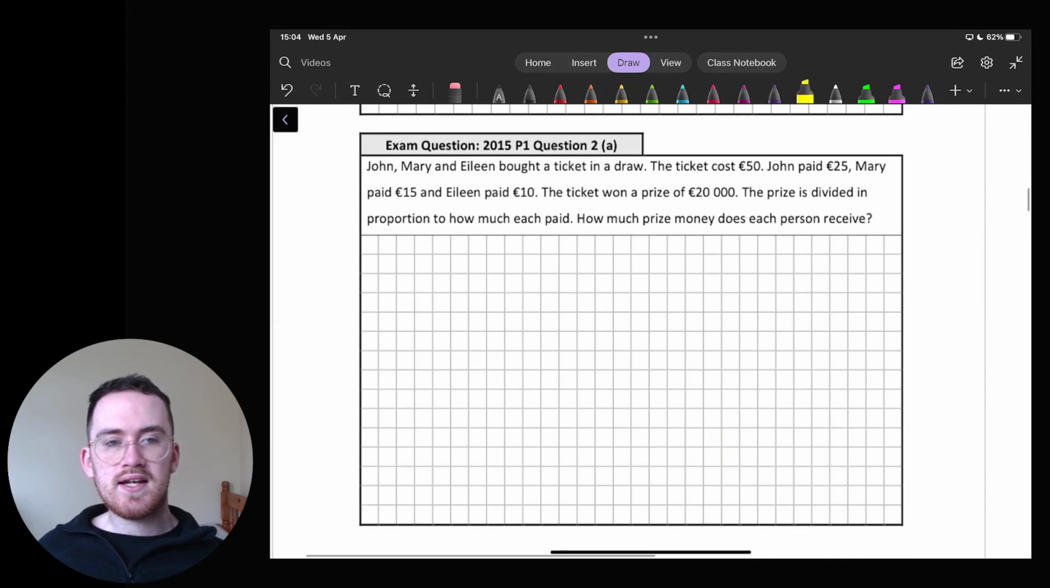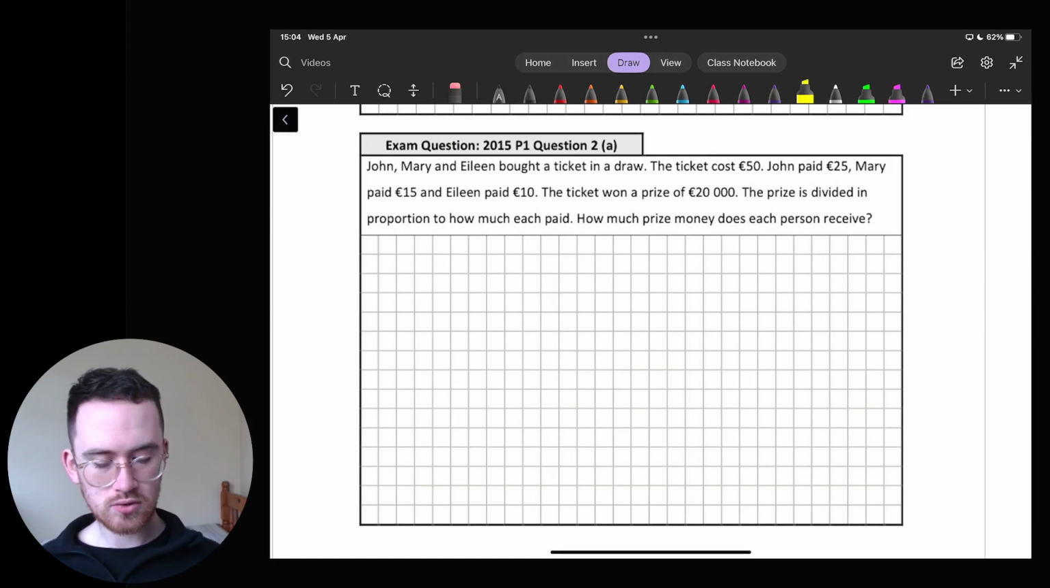John, Mary and Eileen bought a ticket in a draw. The ticket cost 50 euro. John paid 25, Mary paid 15 and Eileen paid 10. The ticket won a prize of 20,000. The prize is divided in proportion to how much each paid. How much prize money does each person receive?